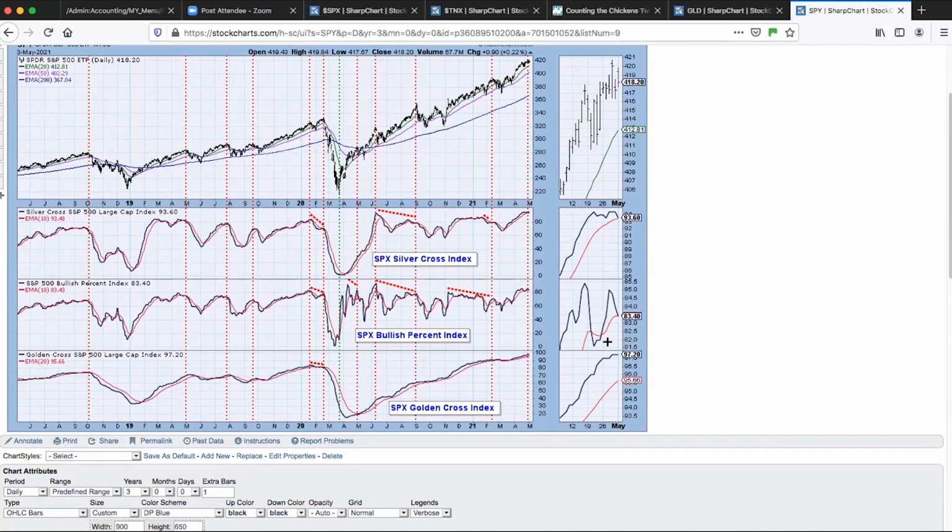Golden Cross Index is at 97%. 97% is the, let's see, 5 times 3 is 15. Only 15 stocks in the S&P 500 are not on a Golden Cross buy signal. Again, it's as good as it gets, and it's not going to stay there for very long, I don't think. Yeah, it's pretty stretched.